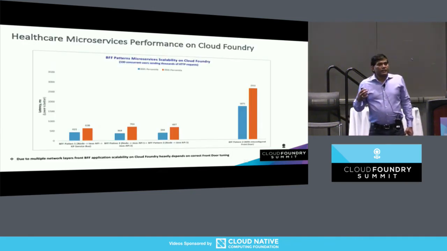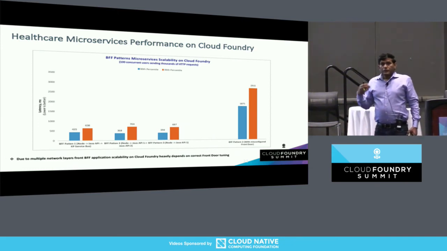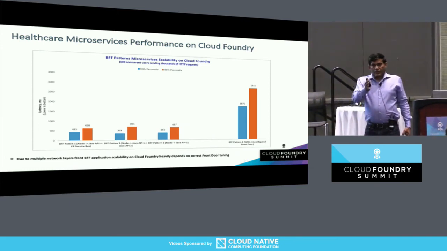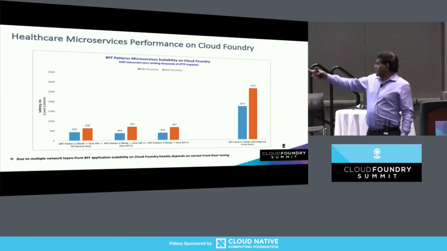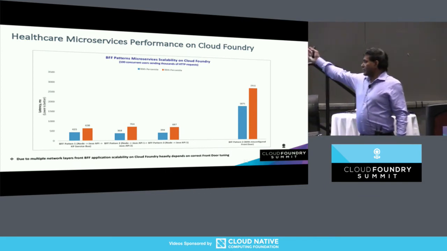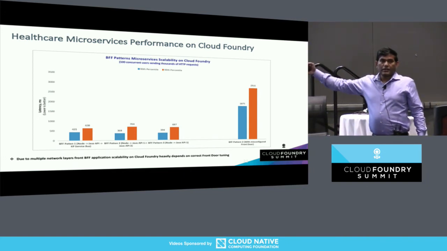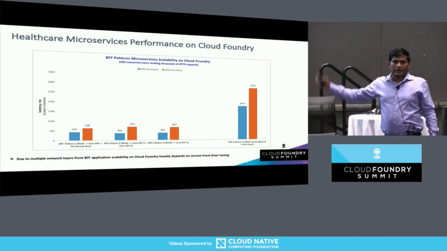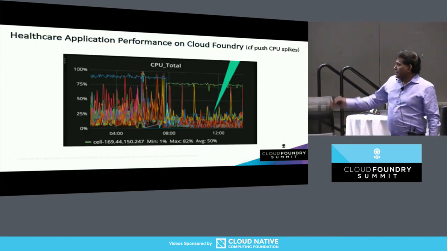Another thing that we found is the front door. Because you have a front door, like the DataPower and other things that we have in front of the GoRouter, if those layers are not tuned right, for instance DataPower is not tuned, then you can clearly see a significant jump in the latency. On the right-hand side, you can see how much the misconfigured front door is impacting the overall latency of the microservices.